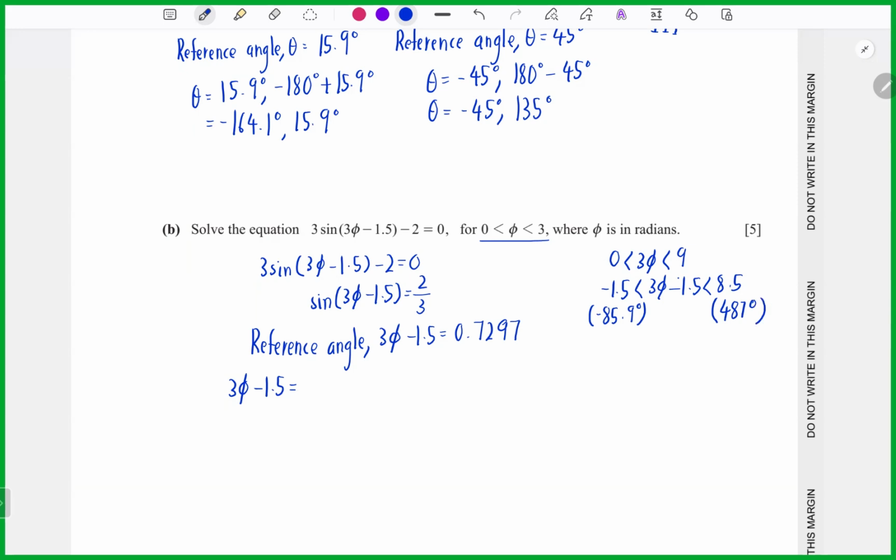Okay, because it's positive, so we can take 0.7297. And then I can take pi minus 0.7297. And then one more is 2 pi plus 0.7297. Okay.